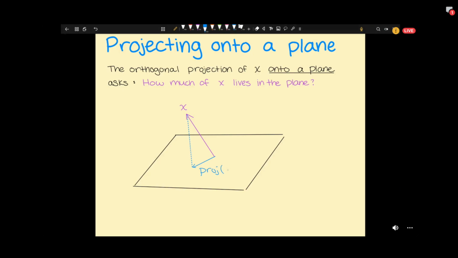And here's its projection. So this is going to be the projection of x onto the plane. What I mean by the amount of x that lives in a plane is that we can decompose x into the sum of this vector and this vector. This vector down here lives in the plane, and this vector is perpendicular to the plane. So the amount of x that lives in the plane is this vector down here. And we can even do this for a four-dimensional vector projected onto any dimension lower.